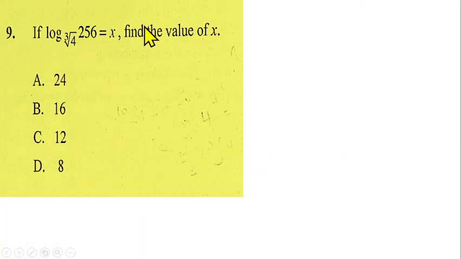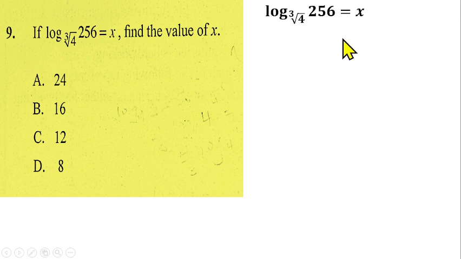Question number 9 is from logarithm. If log 256 base square cube root of 4 is equal to x, you have to find the value of x. Like I said, it's from the logarithm, and you have to simplify this log.